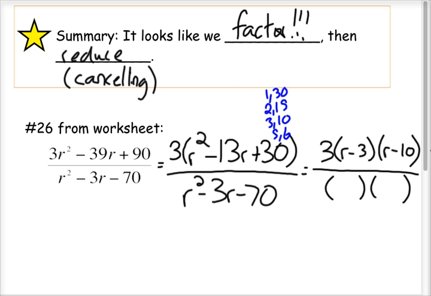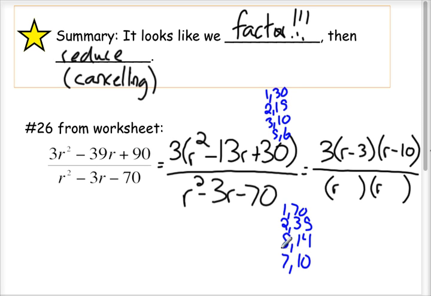The bottom one, r squared minus 3r minus 70. What we're looking for, again, the a is equal to 1. It's our nice simple case. We're just getting r and r. And now we worry about the 70. So things that multiply to give us 70. So 1 and 70, 2 and 35. We get 5 and 14. We get 7 and 10. So those are the combinations that multiply to 70.